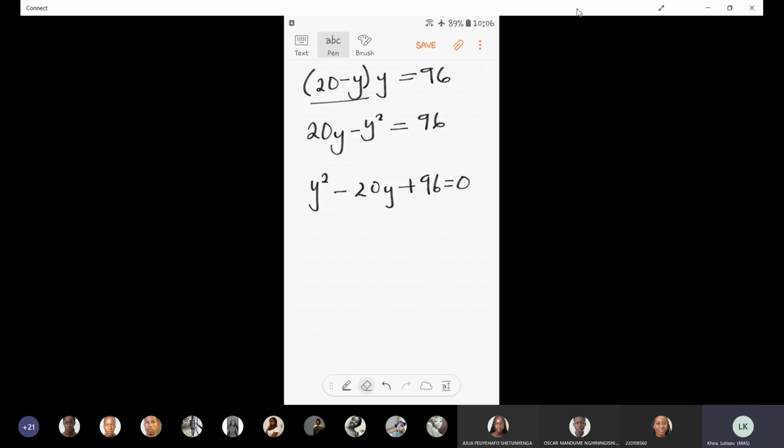Okay, so this can be factorized. So you look for two numbers that when you multiply them, the answer is 96, and when you add them, the answer is negative 20. Those two numbers are negative 12 and negative 8. So I will factorize this one.